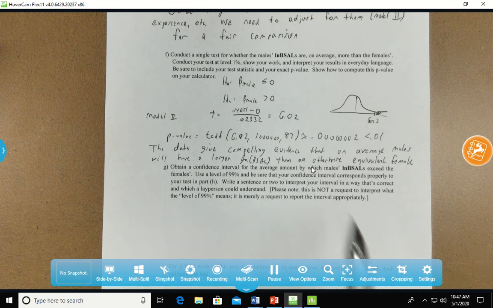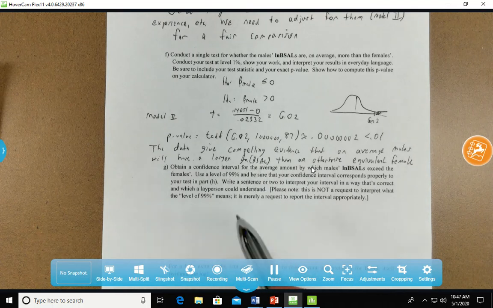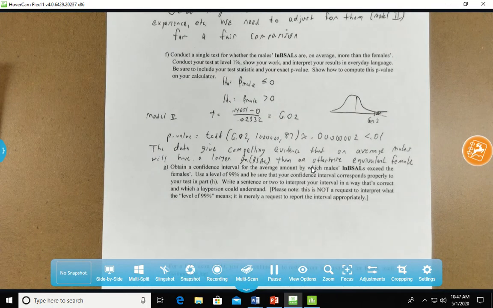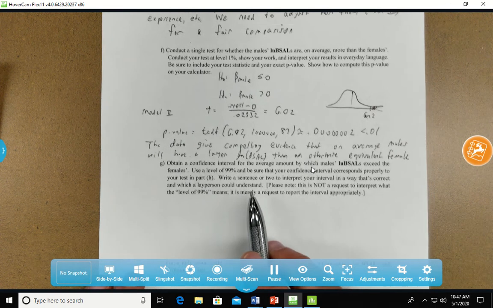All right. Now, we could at this point, by the way, test to see if there's a main effect due to some other things. Rather than beta male, we could go ahead and look at the beta of education or beta of experience to see if that's a main effect. We just don't have the Minitab output to do that. All right, so let's go ahead and do this confidence interval.